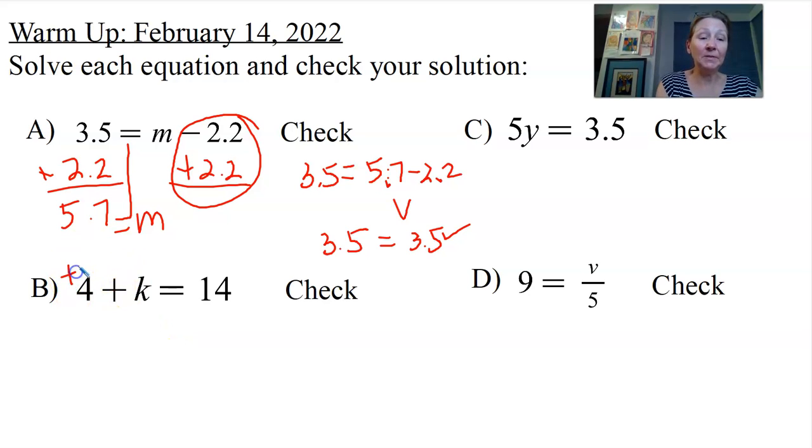Okay, B. Look at the side with the variable. This is a plus 4, so the opposite of adding 4 is subtracting 4. I draw the balance scale. I subtract 4 from both sides. Whatever you do to one side, do to the other. That's a zero pair. I get k equals 10.